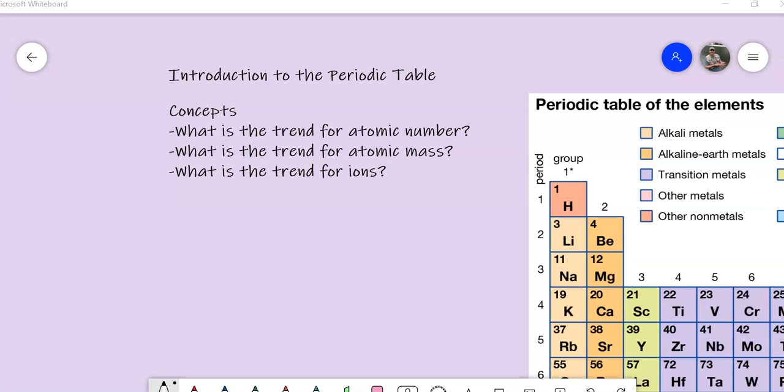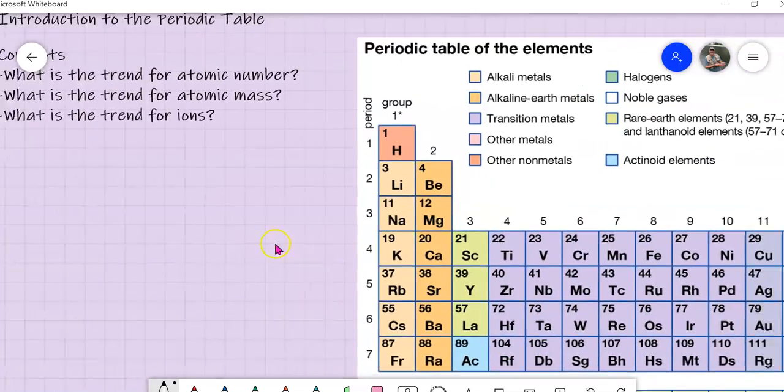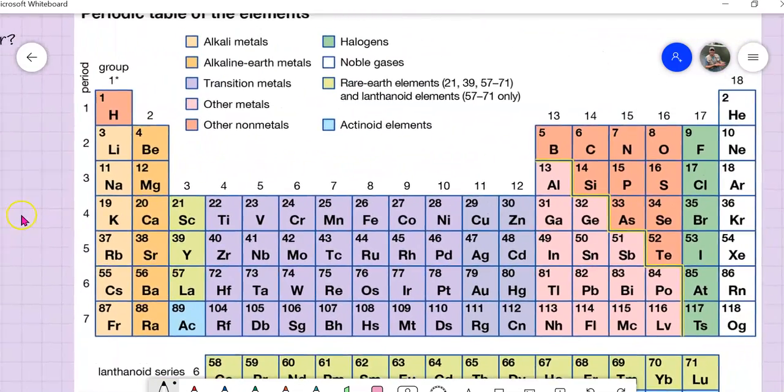The first one is going to be the simple trend for atomic number, which is also the number of protons in an element. The second thing will be the trend for atomic mass. And lastly, we'll spend a little bit of time looking at the trend for ions on the periodic table, which is going to be a really important concept as we move forward here. So let's start off with our trend of atomic number.